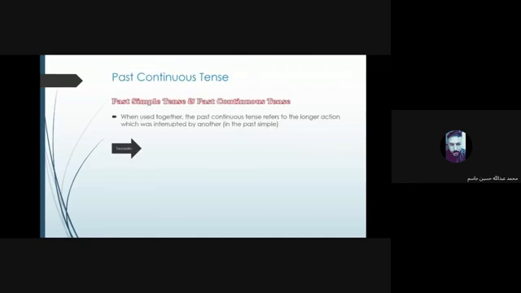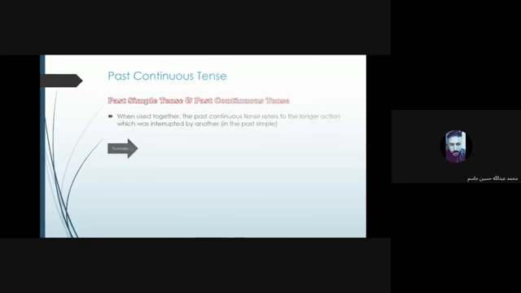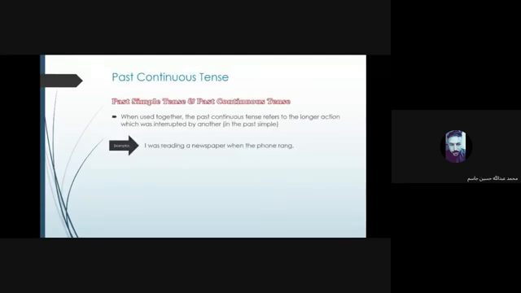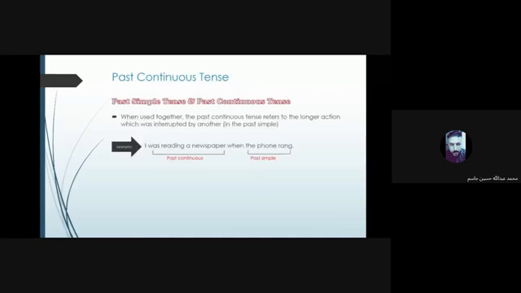So examples, now we have another example here, which is I was reading a newspaper when the phone rang. I was reading a newspaper when the phone rang. So what is the longer action? The longer action, of course, is I was reading the newspaper. And so in this case, we have to use the past continuous tense to express and to refer to the longer action.